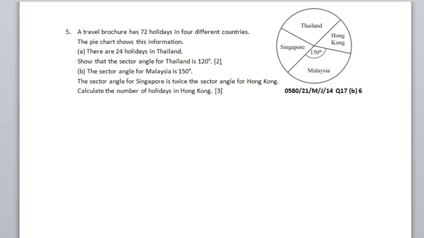Question number 5. A travel brochure has 72 holidays in different countries. The pie chart shows this information. There are 24 holidays in Thailand. Show that the sector angle for Thailand is 120 degrees. Okay, so 72 holidays are being represented by this whole pie chart. So for part A, we write 72 and with it we write 360 degrees.